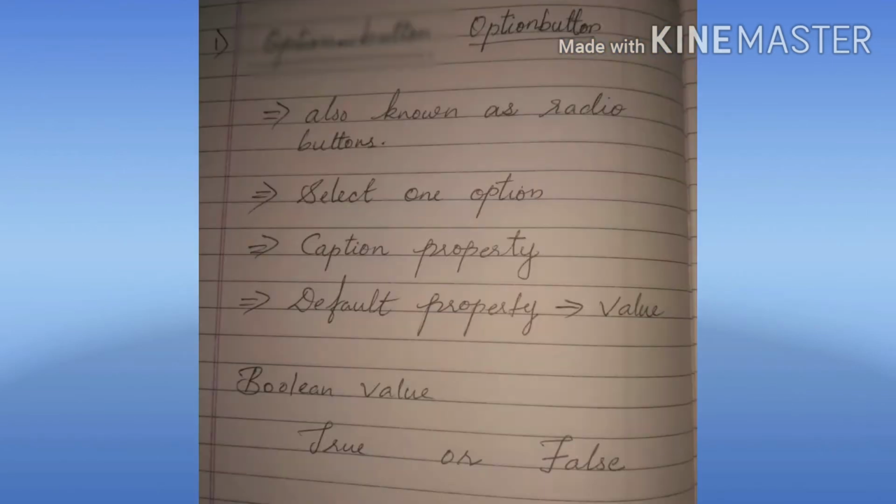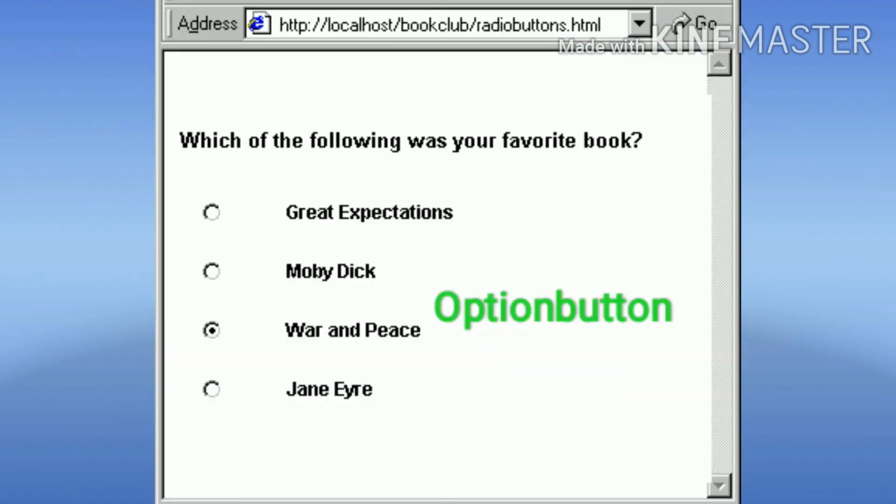Option controls are used to select one option from a number of mutually exclusive choices. It is also known as radio buttons because of their shape. The caption property of the option button is used to display the text for the various choices. The default property of an option button control is value. The value property is used to store a boolean value, that is true or false. Here is an example for option button. From these choices, you can select only one option.